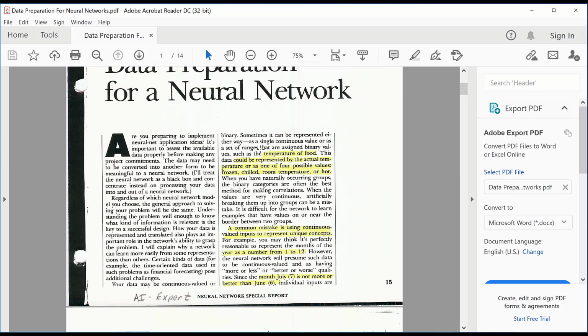It talks about how maybe you're talking about predicting whether food is good or bad, and the temperature of the food is important in predicting that. So do you put in 101.5 degrees F? Or do you put in frozen, chilled, room temperature, or hot? In other words, do you encode it as like a category variable, or do you put in an actual number?